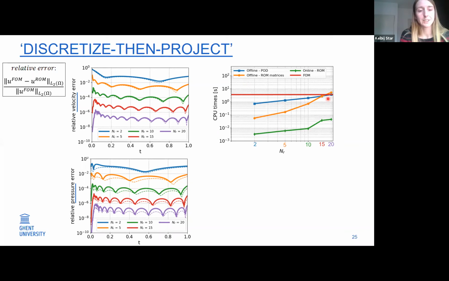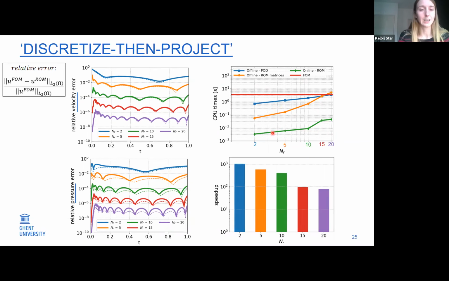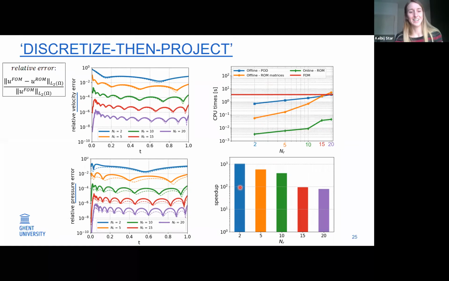However, this is all offline, so we only want to do it once and then solve the reduced order model. I didn't do it here, but you can solve the reduced order model for new parameter values. Because you only do this once, it's good to look at how much you are gaining, for the green line compared to the red one. So how much time it takes for the reduced order model to be solved versus the full order model. You can see this is the speed up: the fewer modes I add, the faster my reduced order model is in comparison to the full order model.